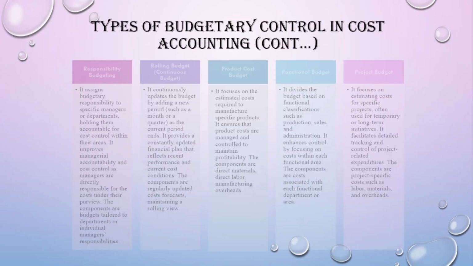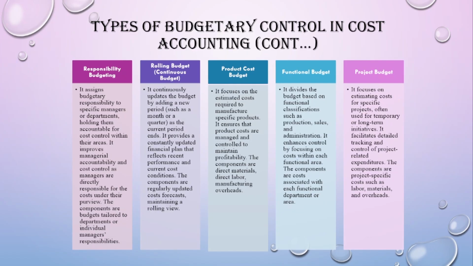Another of the types of budgetary control in cost accounting is responsibility budgeting. What is responsibility budgeting? It assigns budgetary responsibility to a specific manager or department, holding them accountable for cost control within their areas. It improves managerial accountability and cost control as managers are directly responsible for the costs. Rolling budget, or continuous budget.